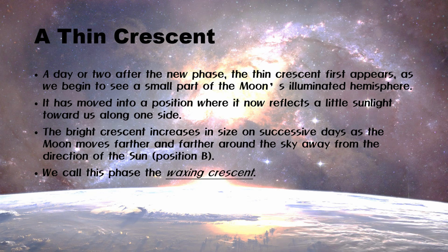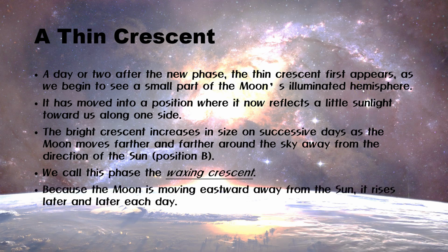We call this phase the waxing crescent. And again, it's crescent because there's that thin sliver, and waxing just means to grow. Because the moon is moving eastward away from the sun, it rises later and later each day.